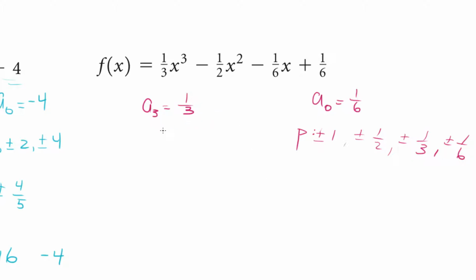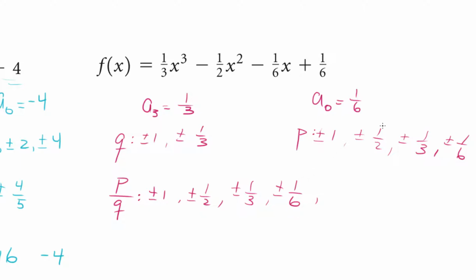Okay. Now for q, you have plus or minus 1, and plus or minus 1/3. Yeah? So now we have to divide these numbers, p over q. So it's going to be plus or minus 1, plus or minus 1/2, plus or minus 1/3, and plus or minus 1/6. But now it's also plus or minus 1/3, which is the reciprocal of 1/3, which is 3.